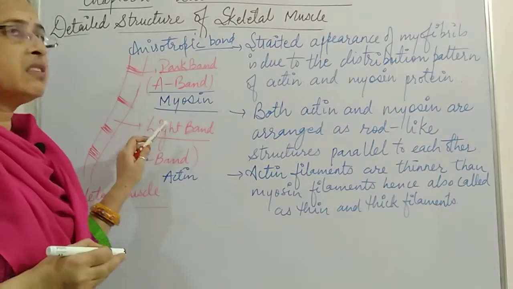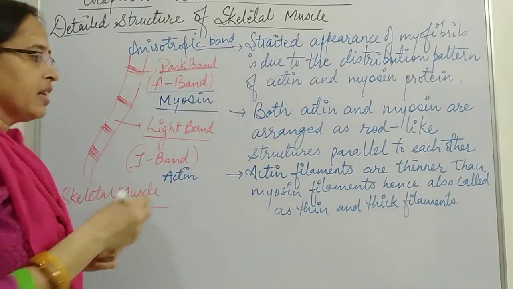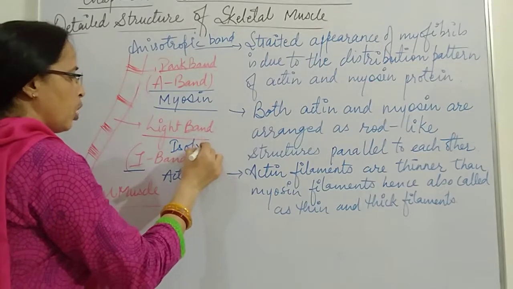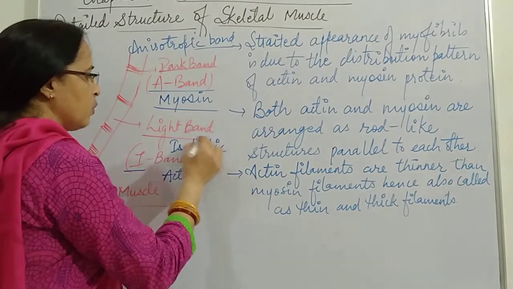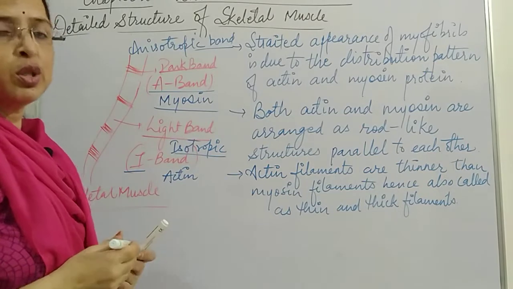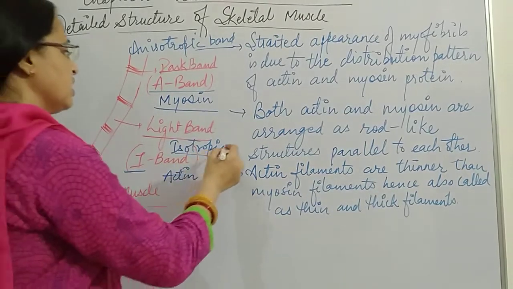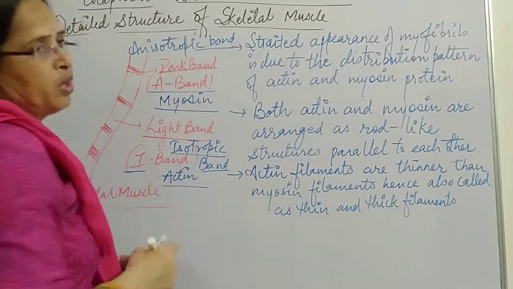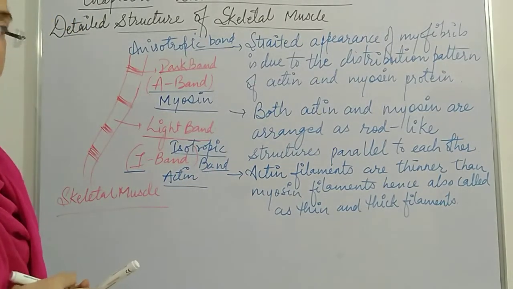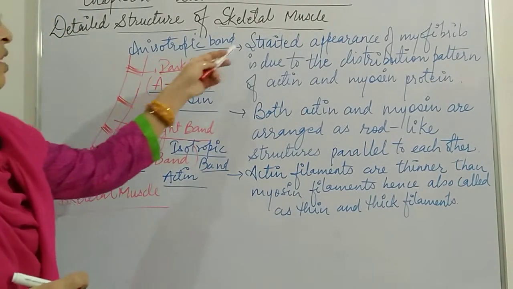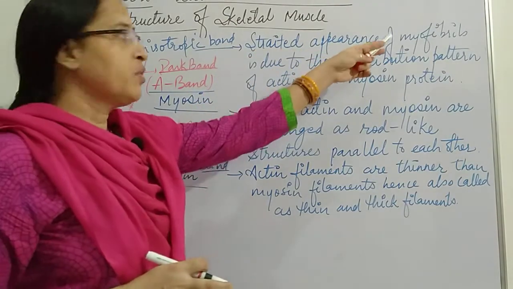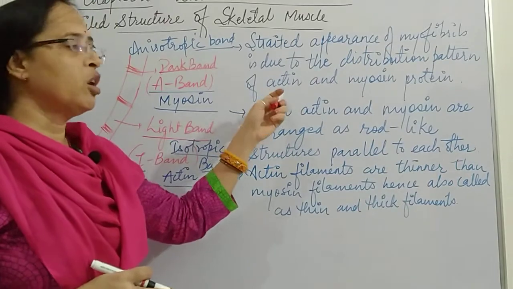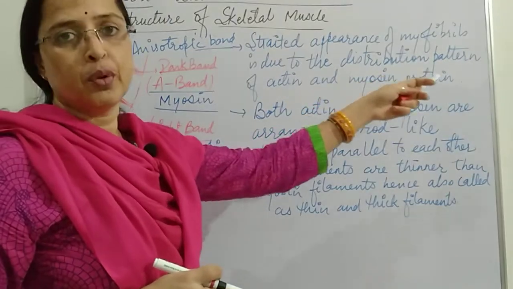Then the light band is called the I band, and the I here refers to isotropic. The I refers to the isotropic band, and it is made up of actin protein. So now just have a look over here. The striated appearance of myofibril is due to the distribution pattern of actin and myosin protein.